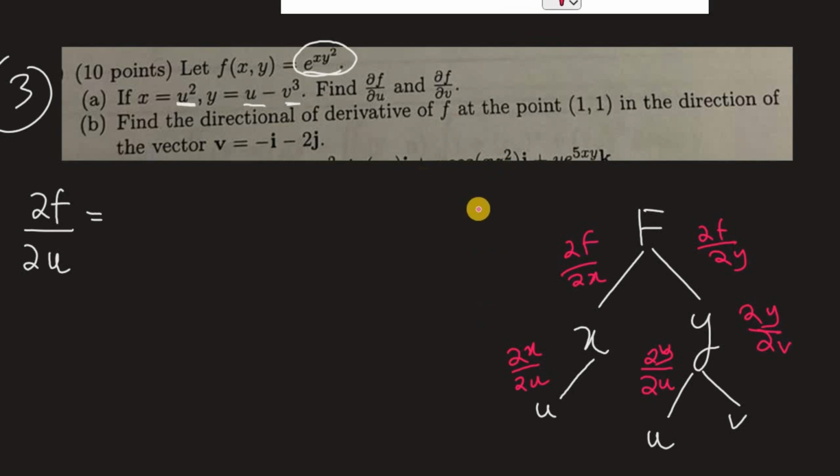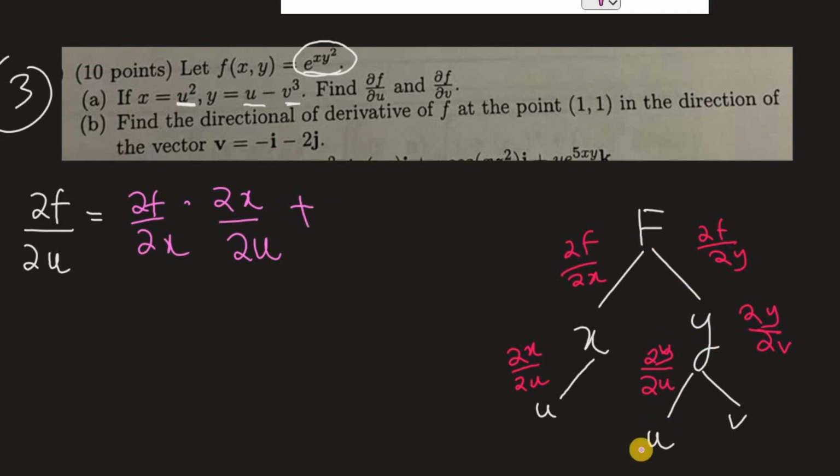Next, we have u over here and over here. So first of all, in order to go from this to this, we need to multiply these two. That means we're going to multiply the partial derivative of f with respect to x with the partial derivative of x with respect to u. And every time you go to the other branch, you need to add a plus.